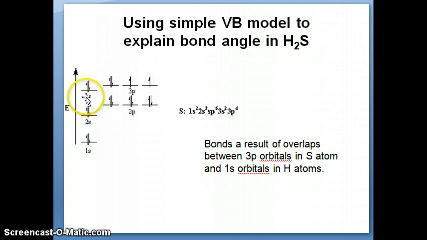Okay, so we talked about the different types of bonds that could be formed as a result of overlapping these orbitals in the different atoms. But here what I want to do is just show an example of how you can use this to predict or explain the bond angle that's observed in the molecule hydrogen sulfide.